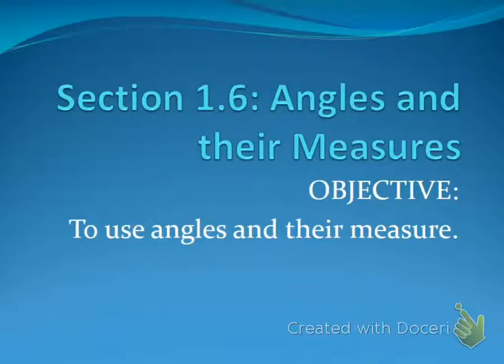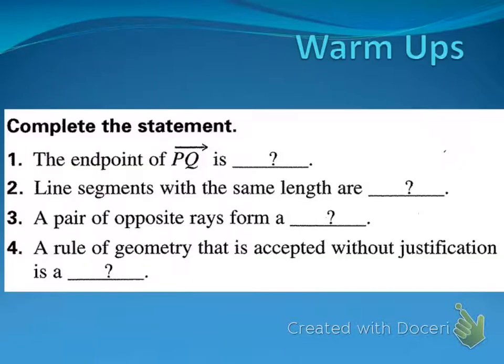Today we are doing section 1.6, angles and their measures. We are going to use angles and their measures. This is our last section for chapter 1. If we are looking at ray PQ, the endpoint of that would be point P.